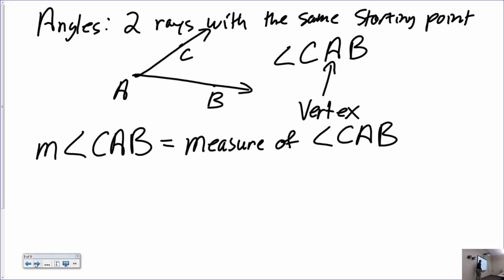You see a little M in front of it, that's just how you get a measurement in degrees. So you say something along the lines of, the measure M of angle CAB is 40 degrees or 41 degrees, whatever that works out to be.